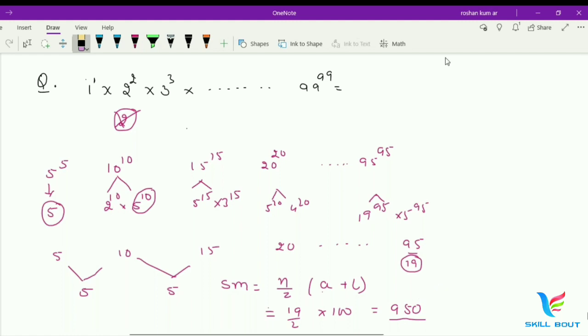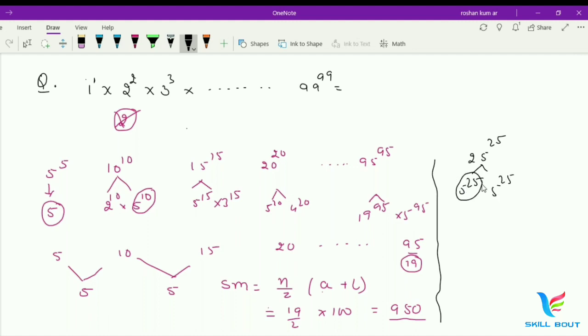Now, what is wrong in this answer, sir? Where are we going wrong? A lot of my people have already figured out by themselves where they are going wrong. They have not considered 25. 25 raised to power 25 can be written as 5 to the power 25 and 5 to the power 25. So one 25 is counted in this series, but how about the other 25? Who will count this? Similarly, 50 will also come up with the same, which will be equal to 5 to the power 50 into 5 to the power 50.